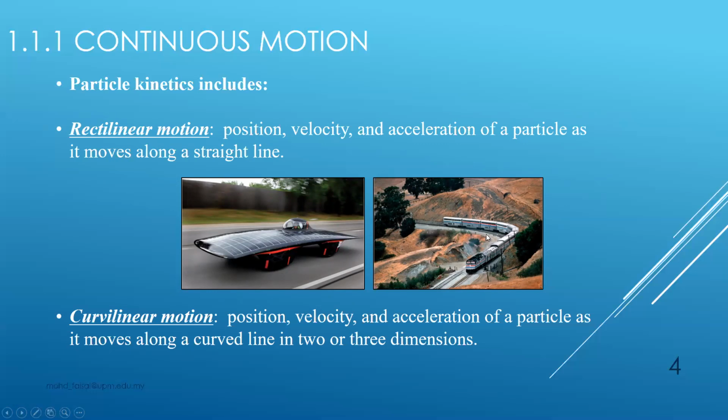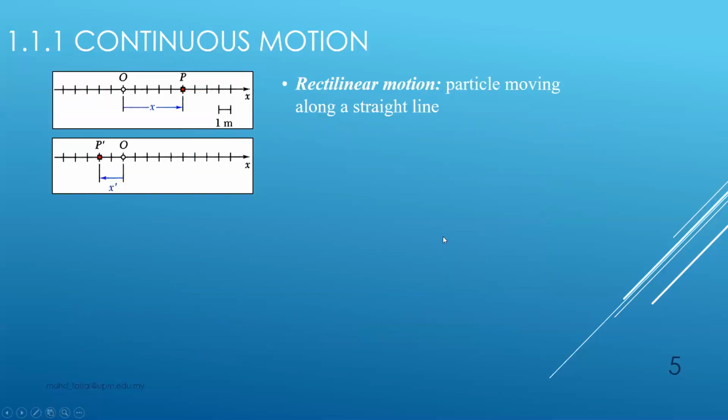And on the right-hand side here, there is a train going through a curved pathway. So we consider it a curvilinear motion because it has to deal with two axes, either x and y, or y and z, or z and x. It depends on your reference axis.